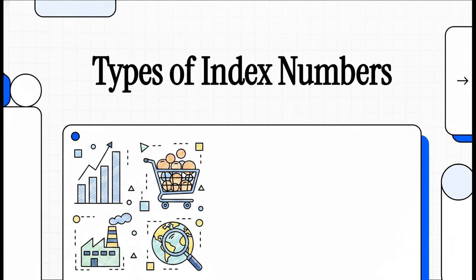We are completely ditching the dry textbook math today and stepping right out into the real world to explore the types of index numbers. If you've ever watched the news and heard about inflation jumping, stock market points dropping, or production volumes shifting, and thought, wait, how do they actually calculate that? Well, you are in the perfect place.